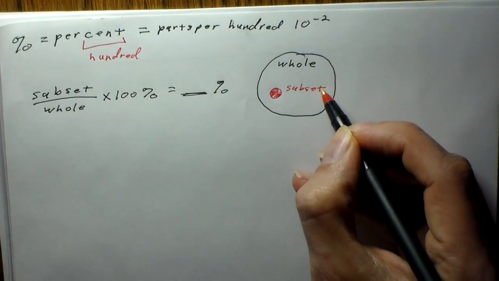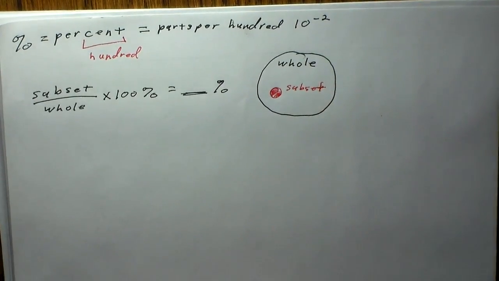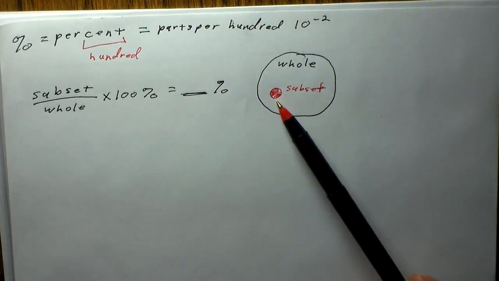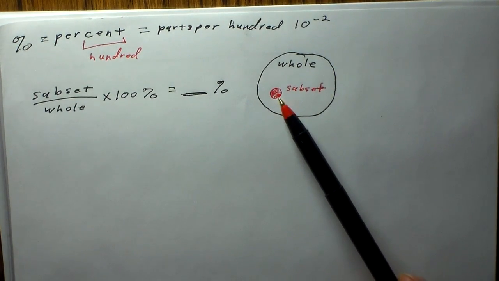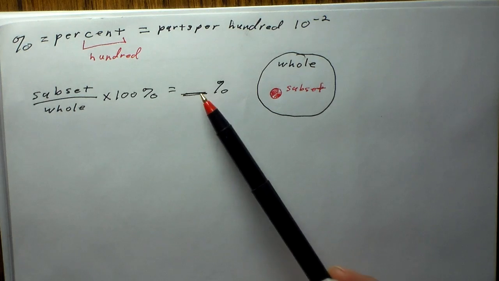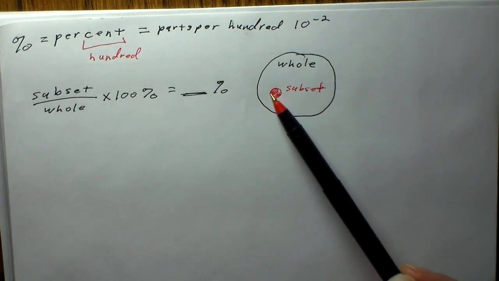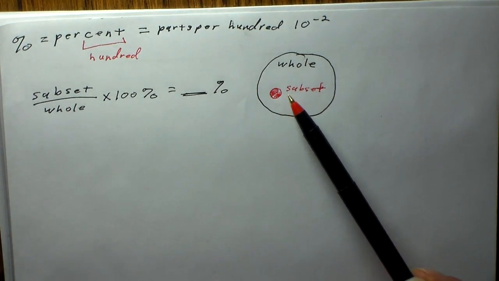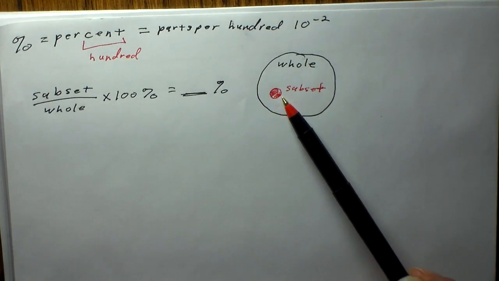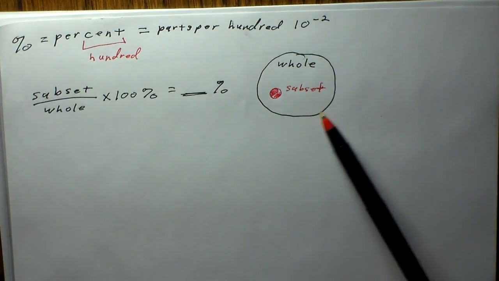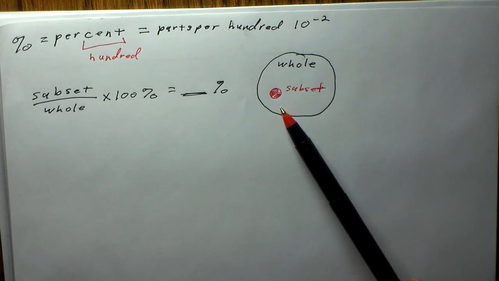So the reason this is important here is if you just look at this, first of all, the subset is going to be smaller than the whole. And this is very, very important because this means that when we're using our percents, when we're looking at our subset here, the number here is going to be smaller than the whole. So in other words, if I have 5% of something, that means I'm going to have 5 grams of that substance in 100 grams of the entire thing.